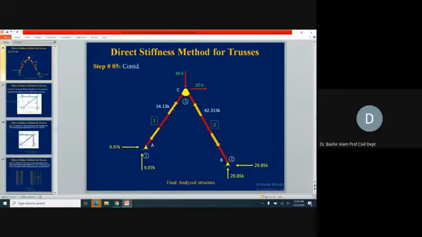We now put these compressive forces on the members. Support reactions are known, member forces are known. And now you can check the equilibrium of the joints and the equilibrium of the forces, these member forces also. So this way, this is now the finally analyzed structure. This is how we do it.